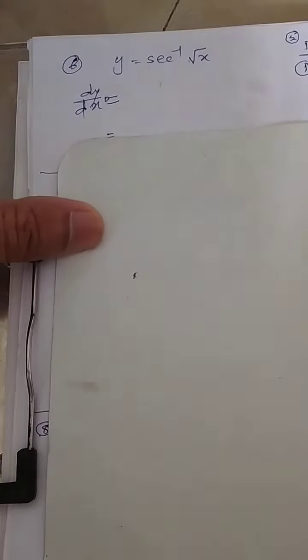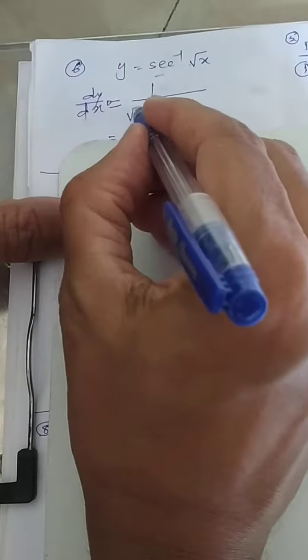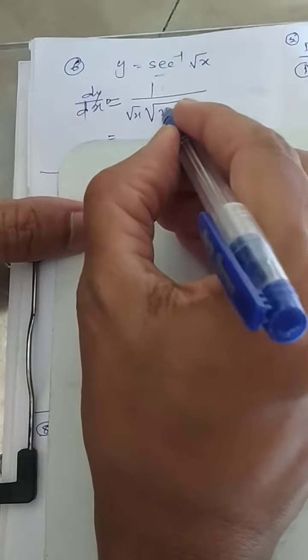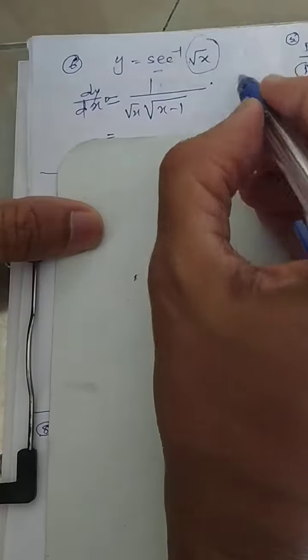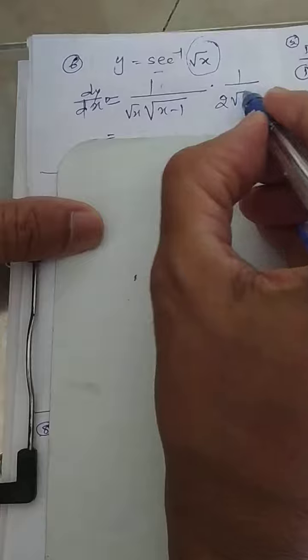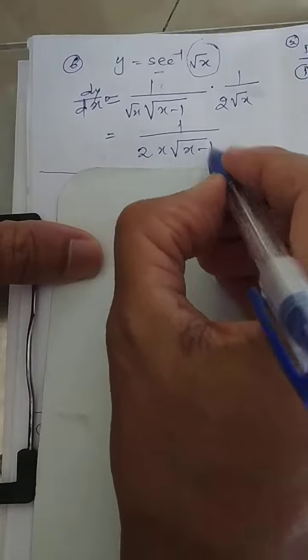Now, in today's discussion, I want to focus on one or two questions from inverse trigonometry, and then we'll learn the second concept. Look at this question. The sec inverse formula you already know. It is 1 upon x times root under x square minus 1, into the derivative of this, 1 by 2 root x. The chain rule will also come into existence. So finally, 1 upon 2x root under x minus 1.